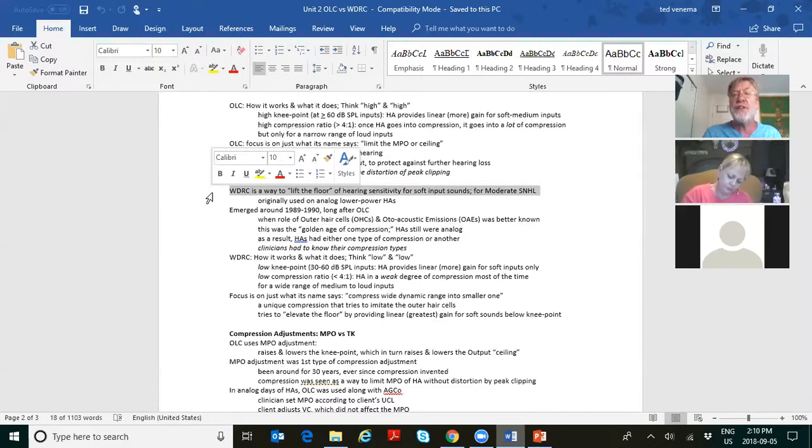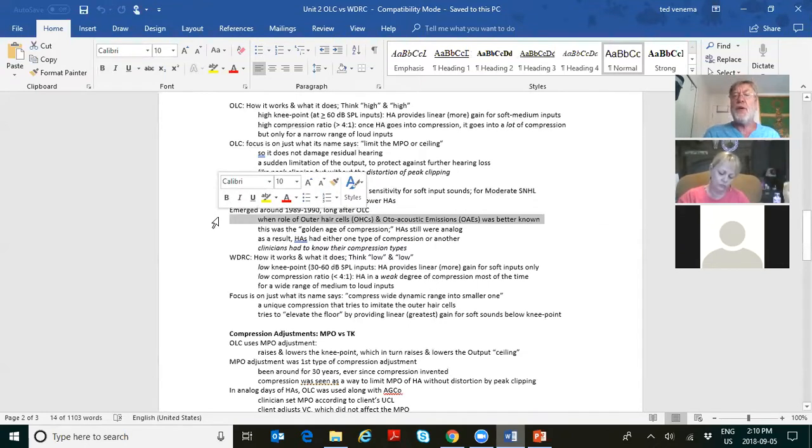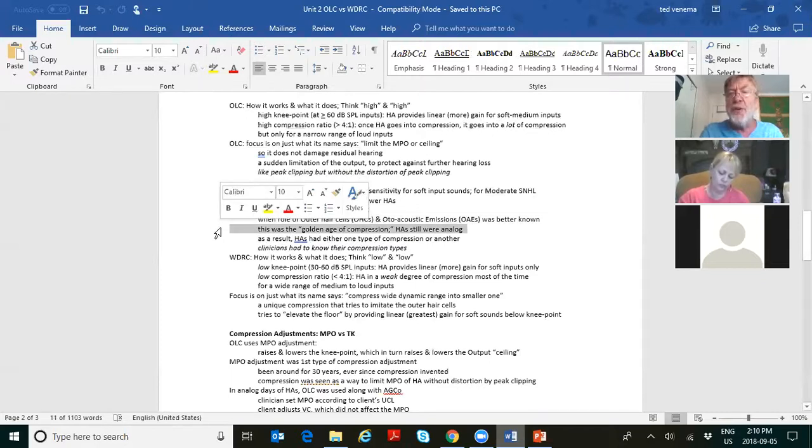WDRC, on the other hand, was a way to lift the floor of hearing sensitivity for soft inputs, for moderate sensorineural loss, originally used on analog low-power hearing aids. It emerged around 1990, long after output limiting compression. It emerged when the role of outer hair cells and otoacoustic emissions was better known. The 1990s was the golden age of compression. Hearing aids were still analog, but clients had to know their compression.